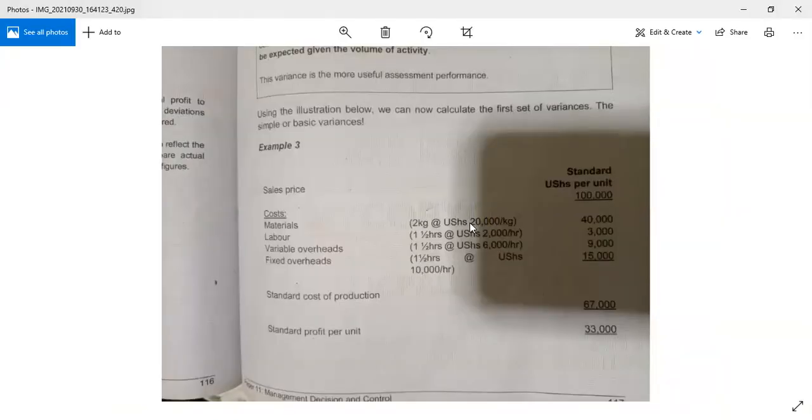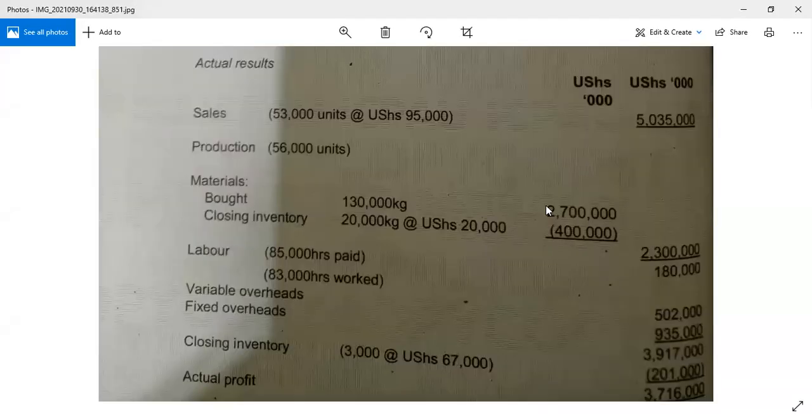Okay, so the 2.6, the 20,000 times the 130,000, minus the actual 2.7 that we have here should be able to give you your material price variance. Okay, so when it comes to the price variance, we are trying to look at what was actually purchased. So that is very important that you know that.